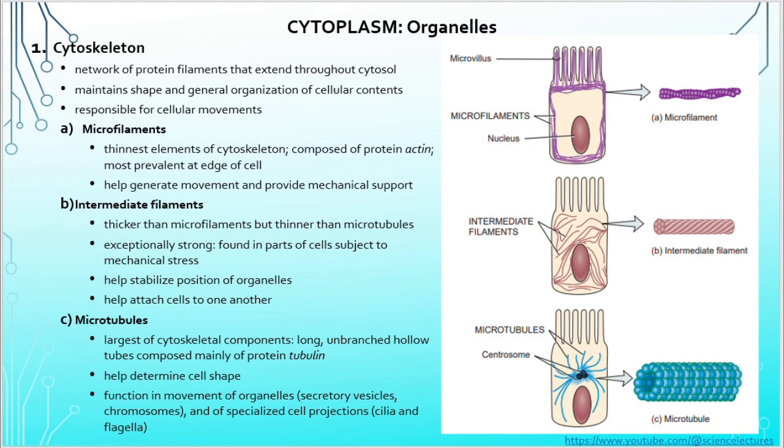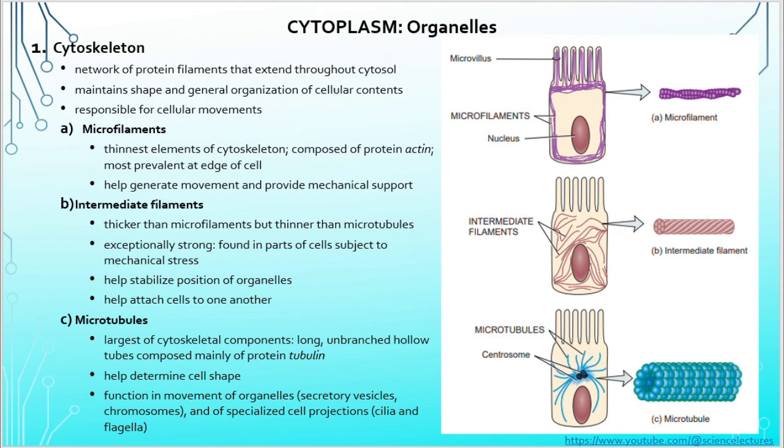The third type of filaments that make up the cytoskeleton, the microtubules, are the largest of the cytoskeletal components and are long, branched, hollow tubes composed mainly of the protein tubulin. The assembly of microtubules begins in an organelle called the centrosome. The microtubules grow outward from the centrosome toward the periphery of the cell.